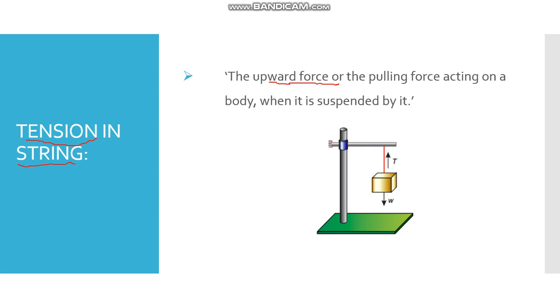Okay, it is very simple. Suppose you are lifting, for example, a book. In order to hold that book, what force is required? Whatever the weight of that book is, you have to apply that force in order to hold it, and that force should be in the upward direction. So here is the same thing. Tension in string is always acting in the upward direction if the weight is acting in the downward direction, and it is the upward force or the pulling force.